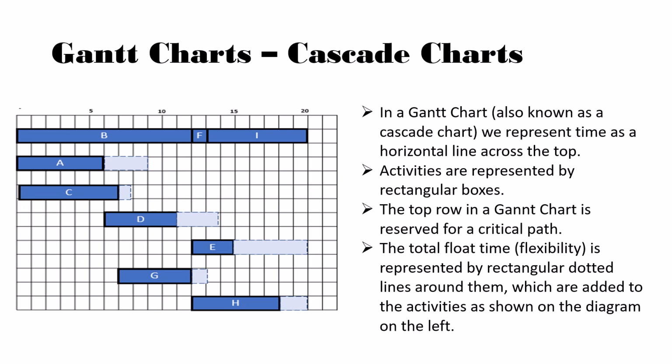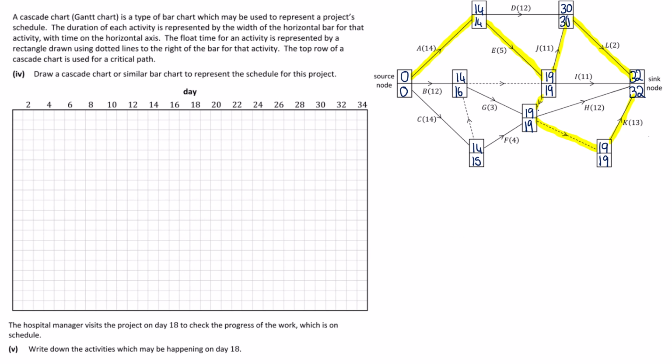The critical path is shown up here at the top, and notice that there's no float. There is no wiggle room for this particular critical path. Well, there's no float for a critical path ever. For these particular activities, there is no float, which is what makes them critical. So let's draw this cascade chart. Remember we were told in this question that the top row of the cascade chart is used for the critical path, so we're going to put that in first.